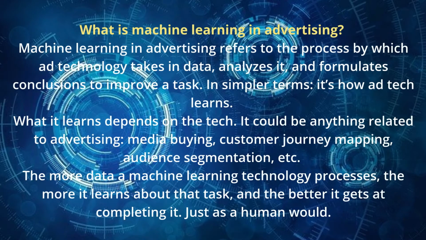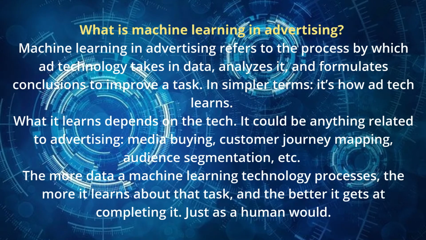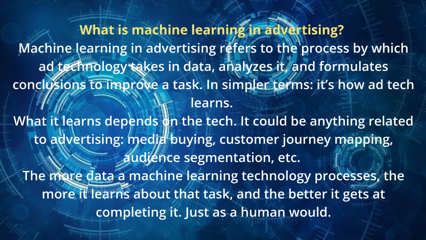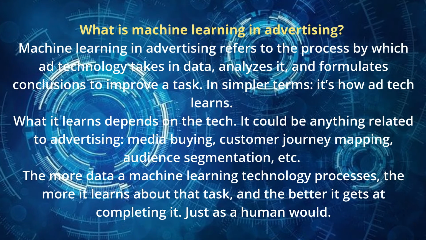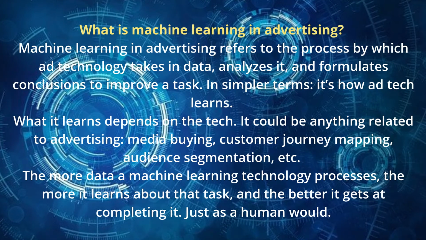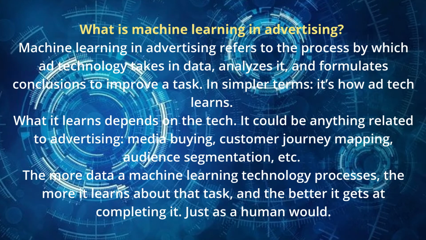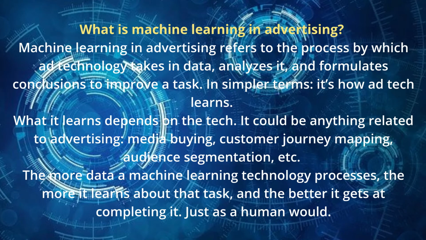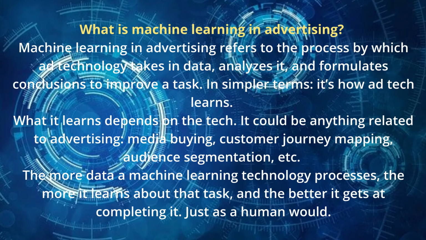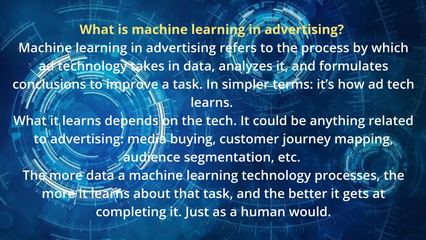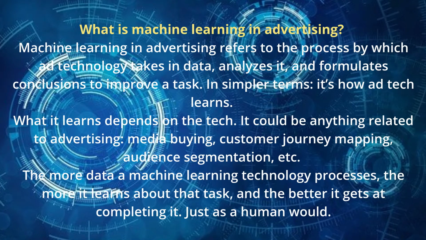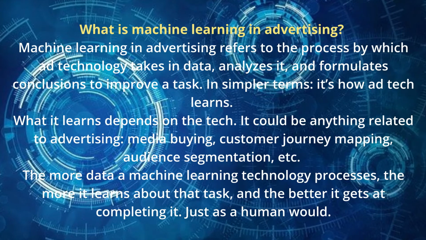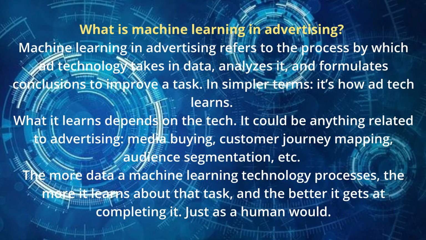What is machine learning in advertising? Machine learning in advertising refers to the process by which ad technology takes in data, analyzes it, and formulates conclusions to improve a task. In simpler terms, it's how ad tech learns. What it learns depends on the tech. It could be anything related to advertising, media buying, customer journey mapping, audience segmentation, etc. The more data a machine learning technology processes, the more it learns about that task, and the better it gets at completing it. Just as a human would.